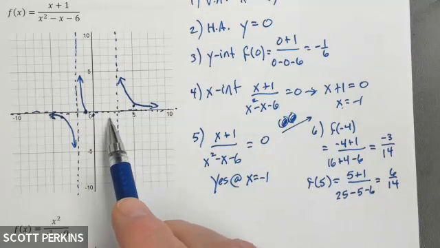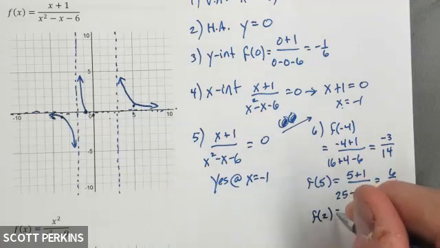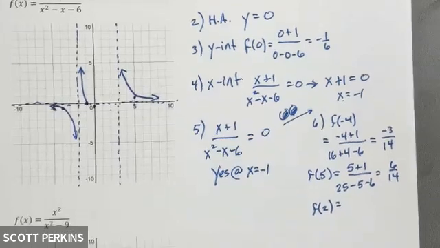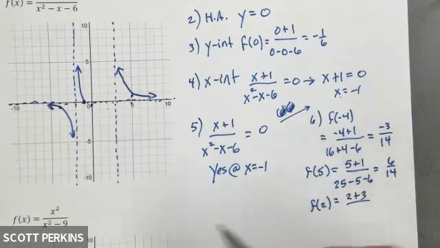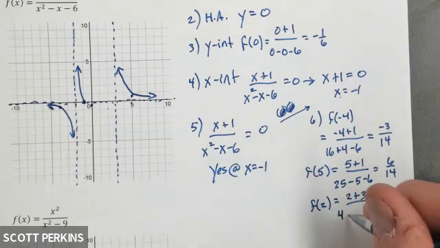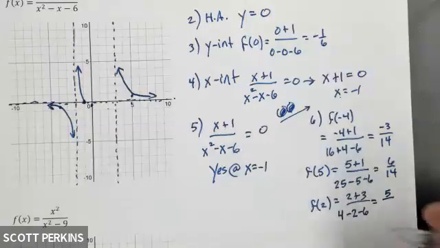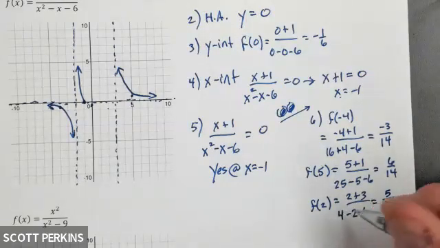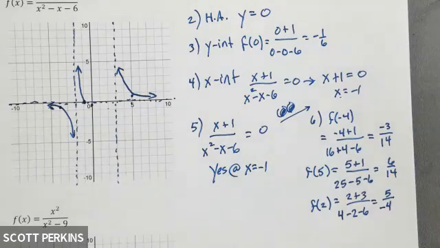So I'm going to plug in the value 2 or 1. Either of those would be great, but I'm going to use 2. So when I plug in 2, in the top 2 plus 1 is 3. In the bottom, 2 squared is 4 minus 2 minus 6. That's 5 over negative 4, or negative 1.25.